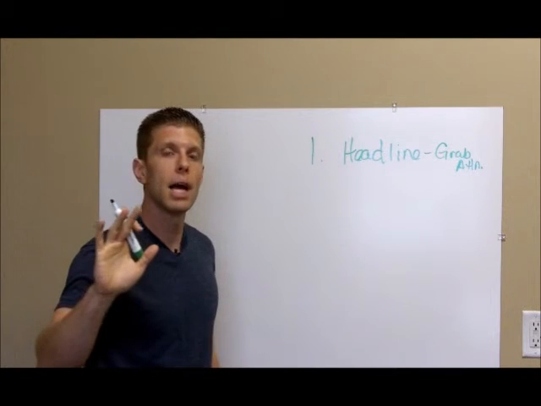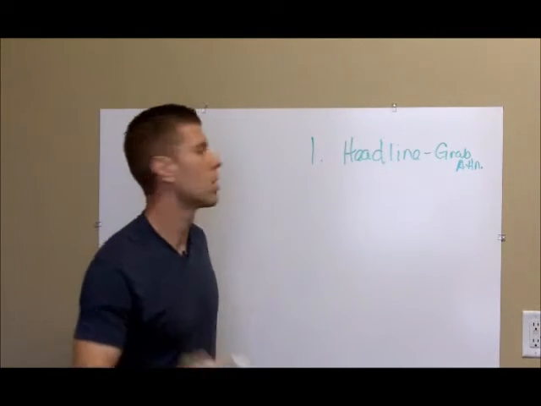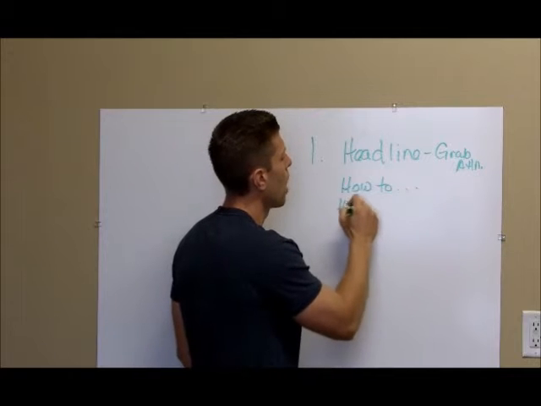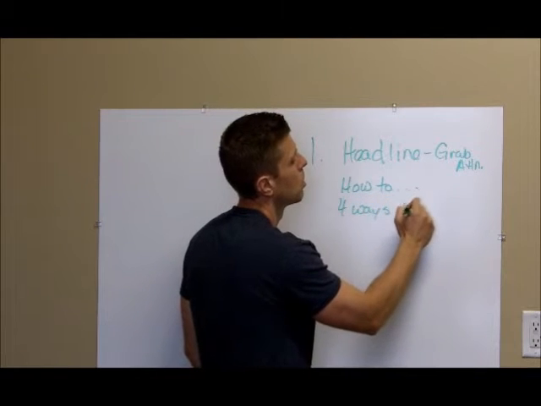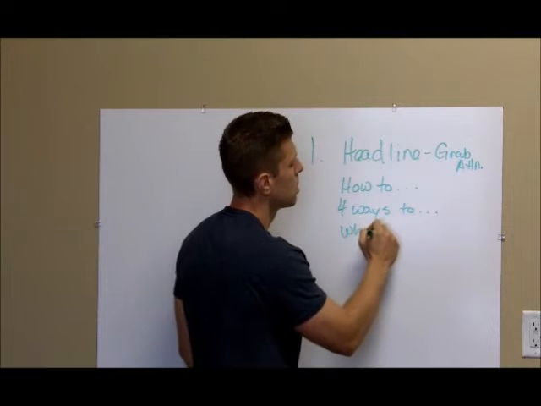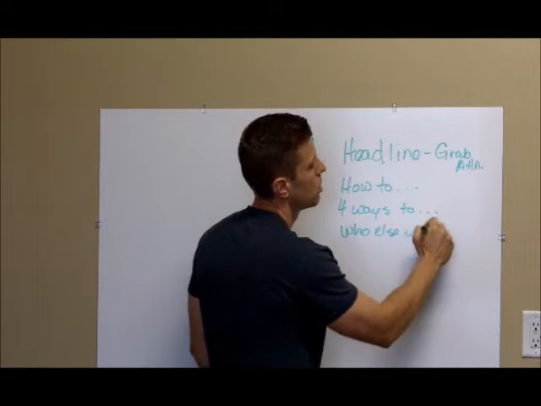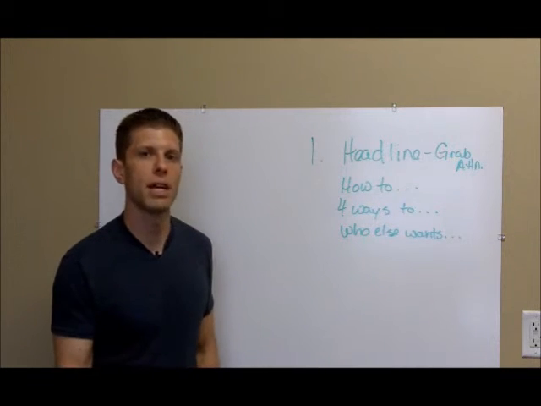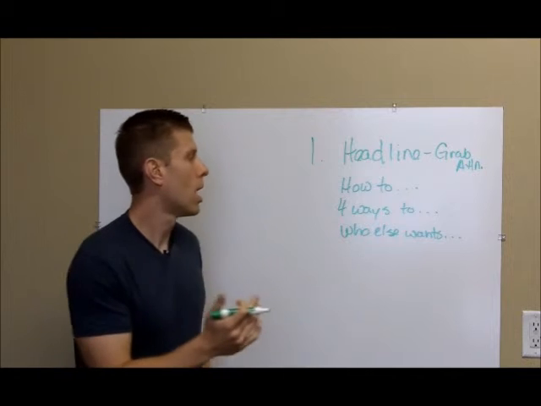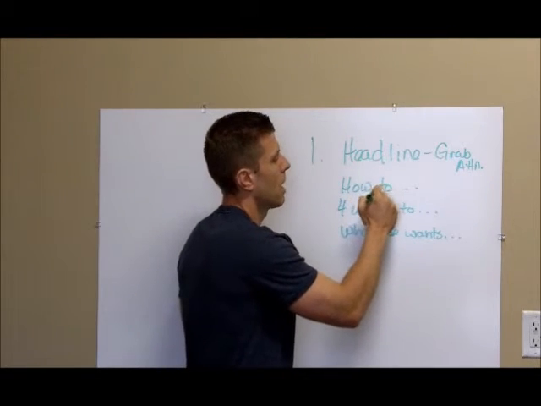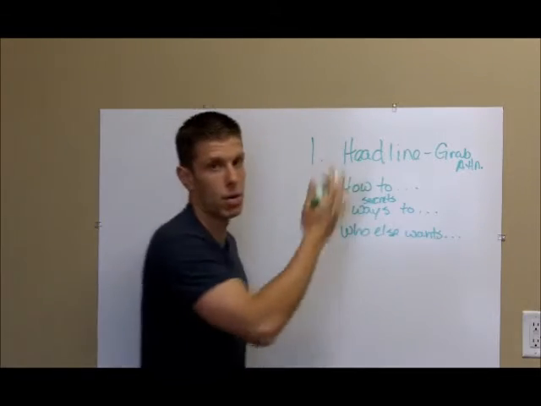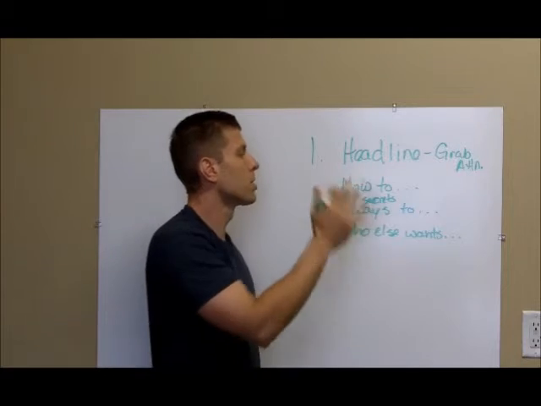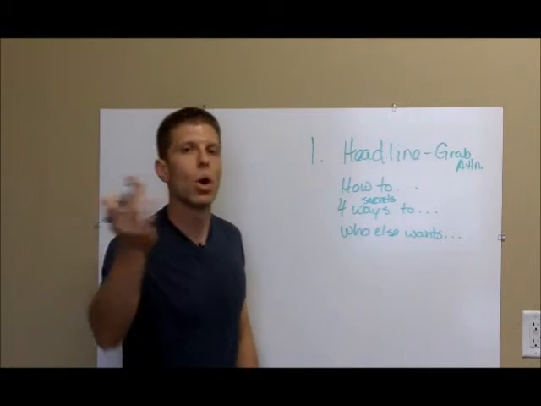So some headline formulas or starters would be: how to ... or 4 ways to ... or who else wants to ... So how to lose 24 pounds in 35 days or less. 4 ways or 4 secrets, okay? And the number can be whatever. It could be 13, could be 2, could be 12, whatever. The number doesn't matter. But 4 secrets to getting your ex back.